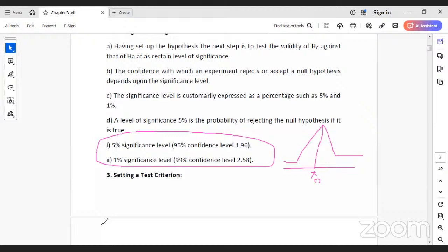Here 5 percent is the significance level, and 95% is the confidence level; the critical value is 1.96. And 1% is the significance level, 99% is the confidence level; the critical value is 2.58. What are this 1.96 and 2.58?